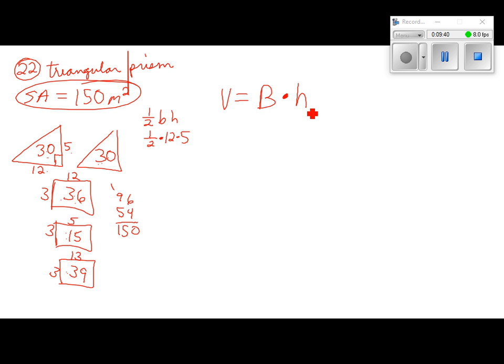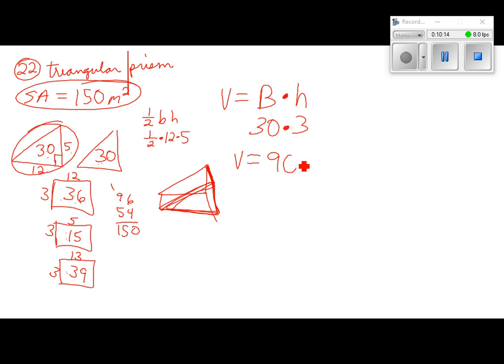Then for the volume, remember volume for any prism is big B, which is the area of the base, times the height. In our triangular prism, if I can draw this just real quick, we have something that looks like that. It's not drawn very well, but the bases are the two triangles. Well, we already found the area of them, that was 30, so that's the big B. And then we're going to take it times the height. The height is the distance between the two bases, so that's that little part there, which is 3. So the volume is just going to be 30 times 3, which is 90, and it's meters cubed, because it's volume.